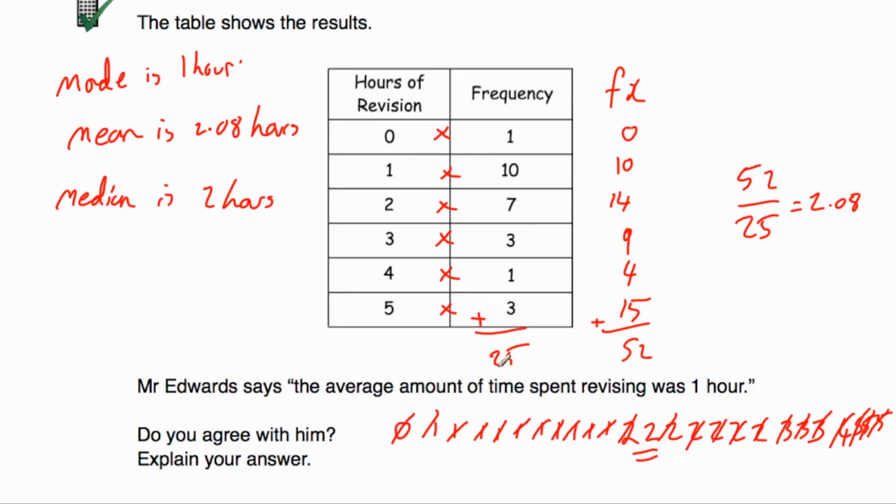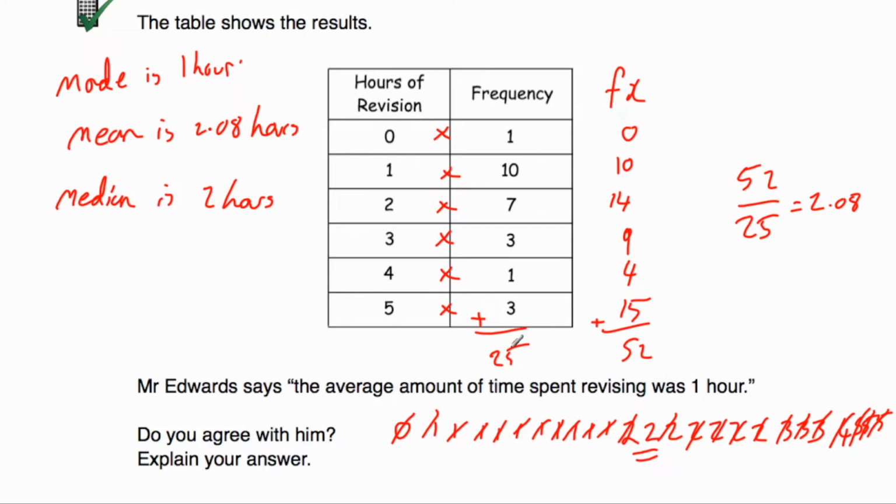And our frequency was 25. What if that was 105? That would take quite a long time to write out 105 numbers and find the median. So there is a quicker way to do it for a frequency table like this. If you've got a frequency table where we've got our values, 0 hours, 1 hour, 2 hours, 3 hours, and so on.